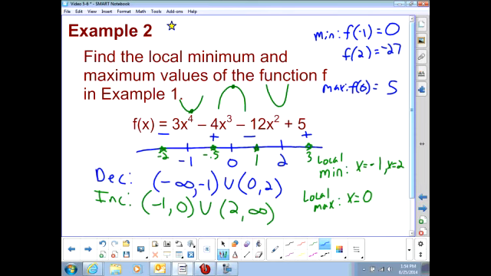So we could say that we have a local min of 0 occurring at -1, and we have a local min of -27 that's occurring at 2. We have a local max of 5 occurring at 0. So the max and min values are the y's. Where they are occurring, those are the x's.